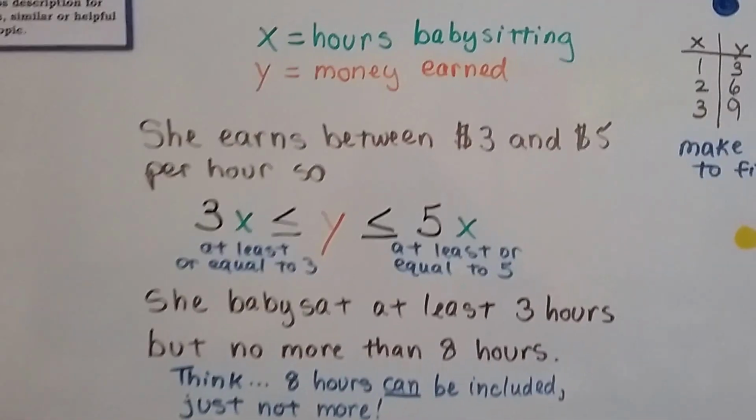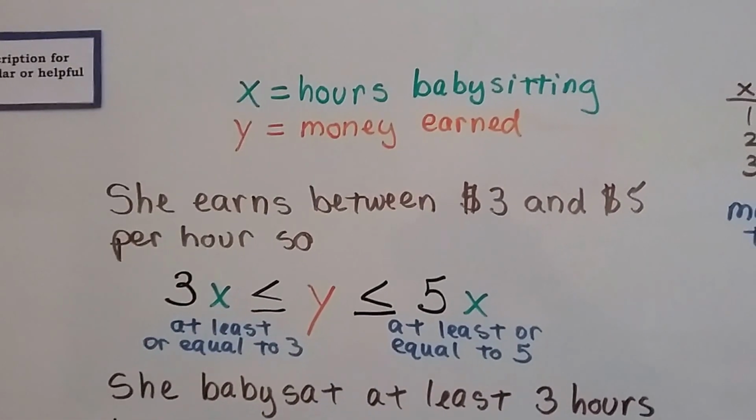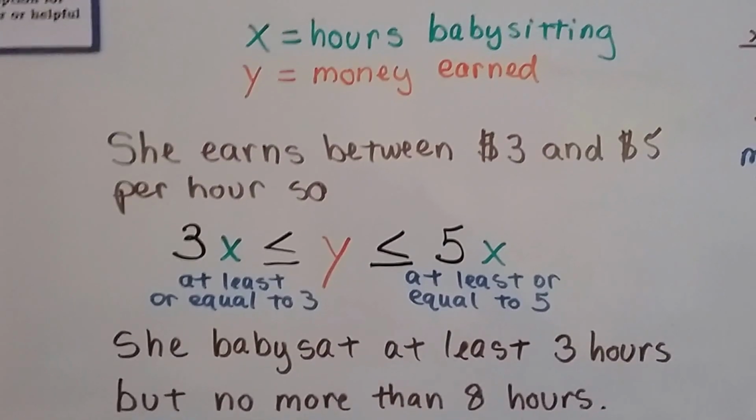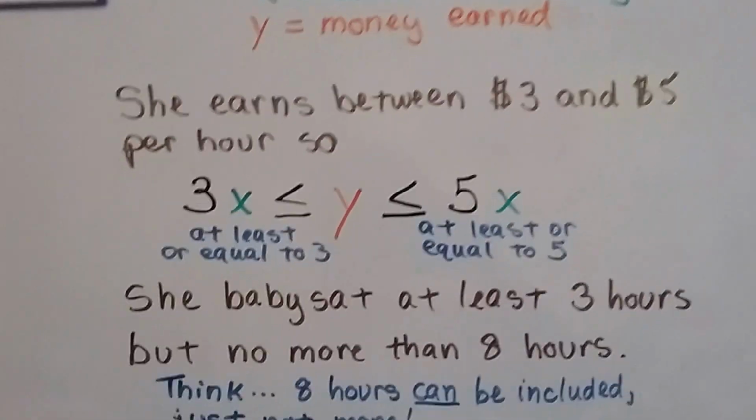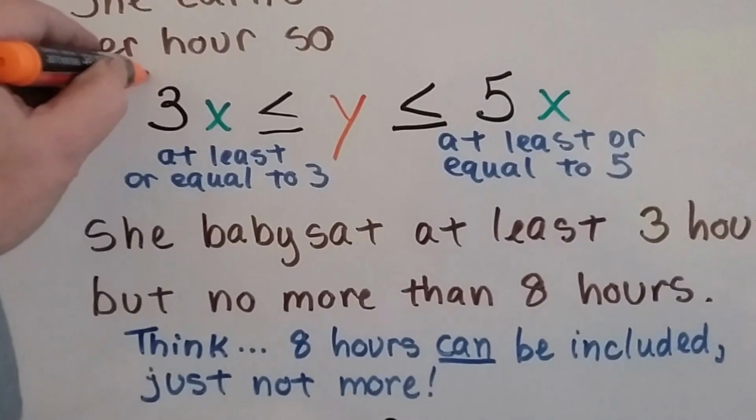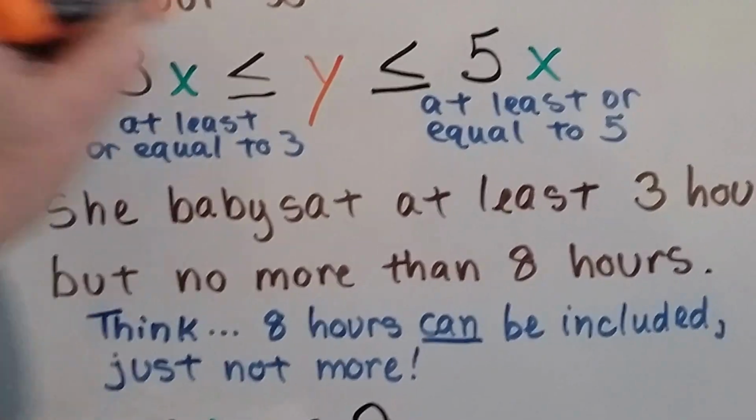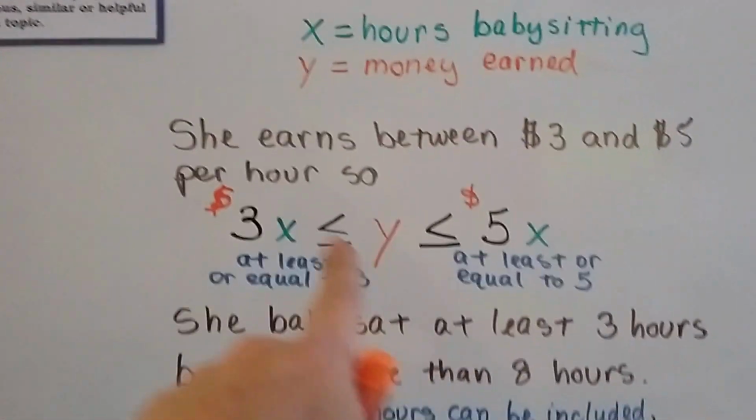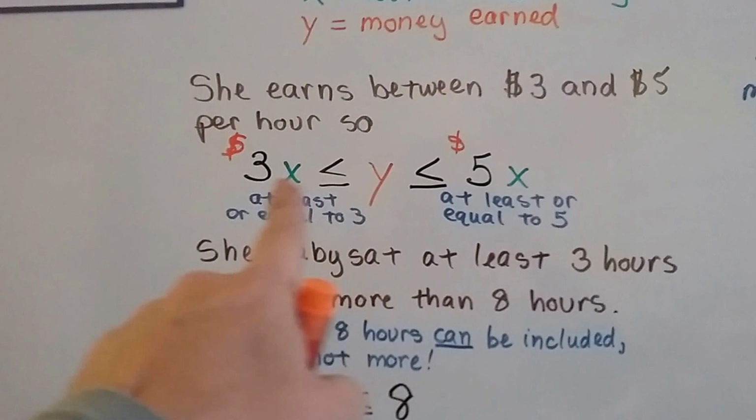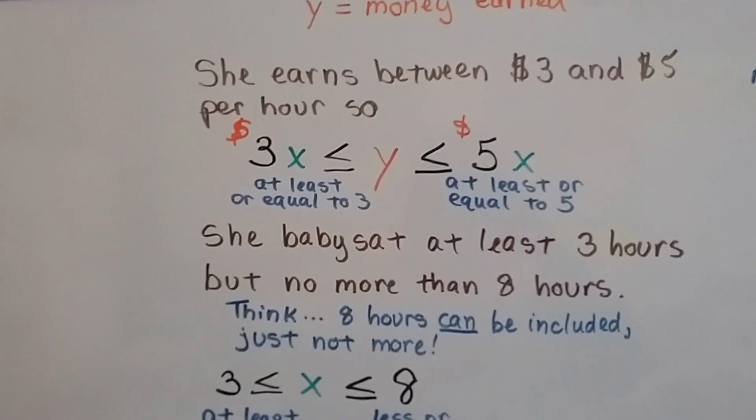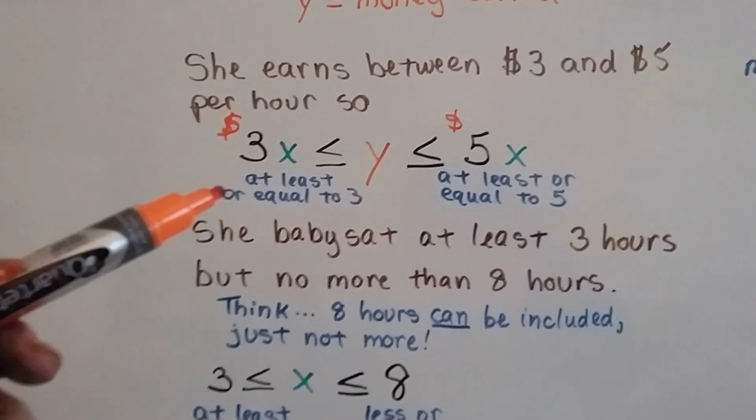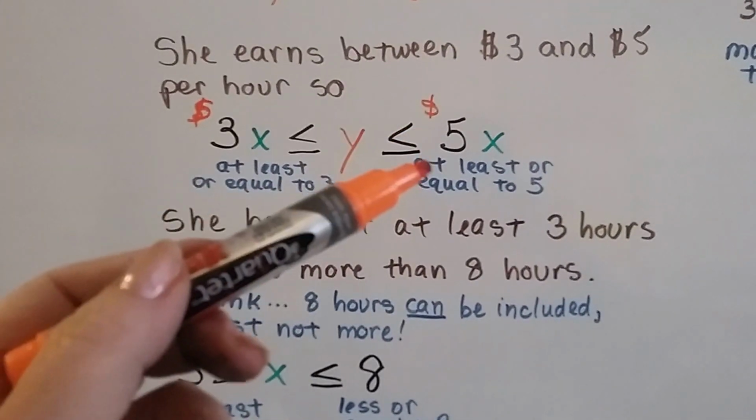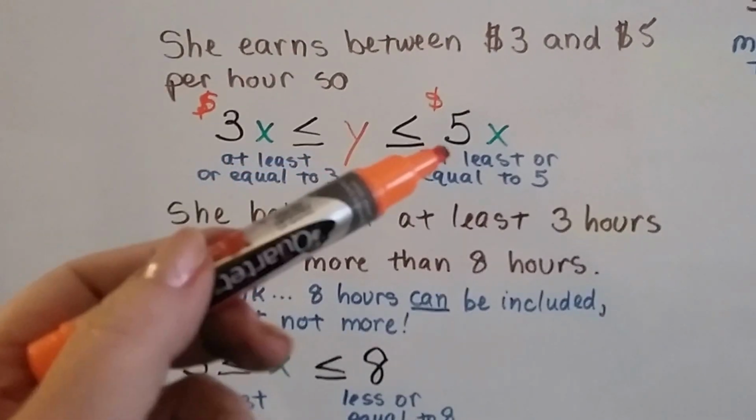So x equals the hours she is babysitting, and y equals the money earned. Now, it says she earned between $3 and $5 per hour. So this is going to be the money, and x is the hours. Depending on how many hours she works is going to make the money go up, isn't it? Now, she's at least $3 an hour, or at most $5 an hour. So it could be equal, right?